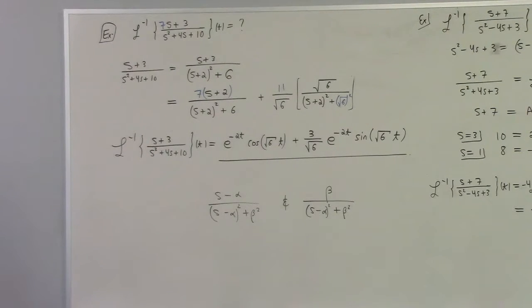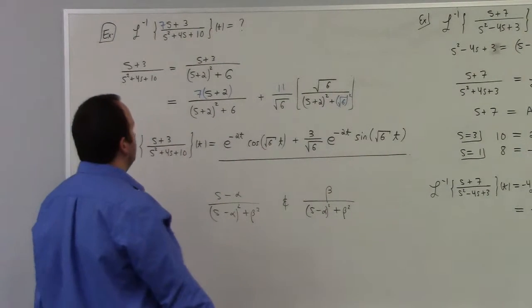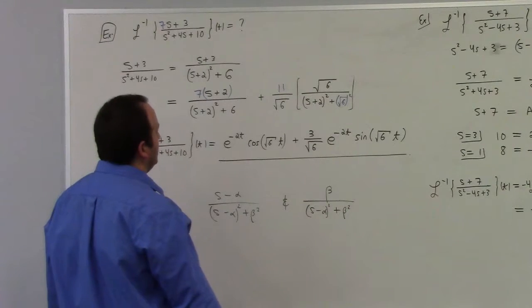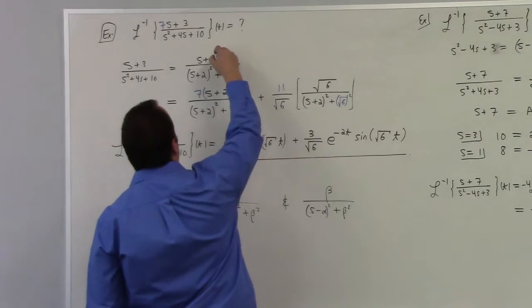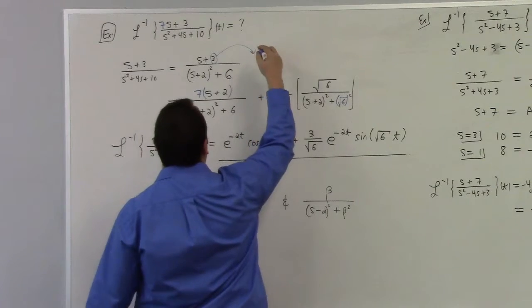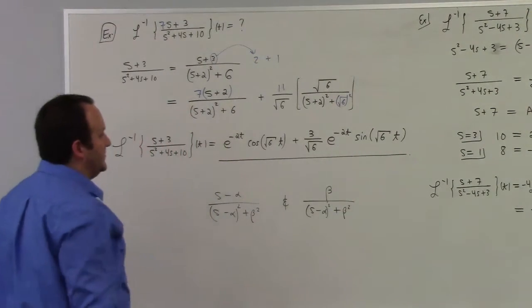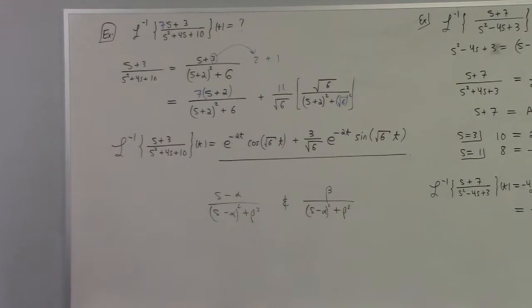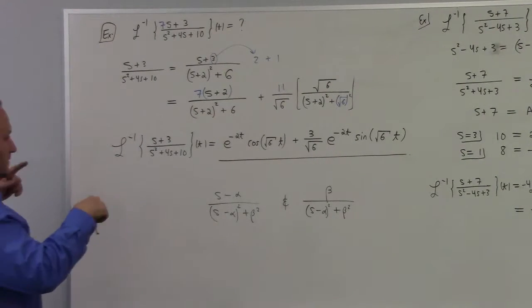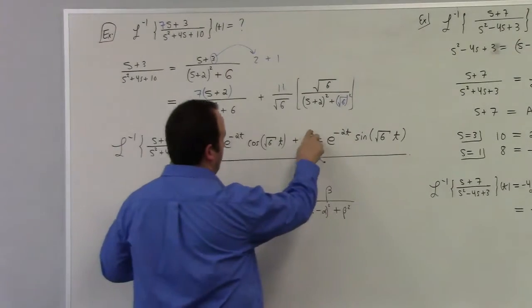Yes? In your initial case, shouldn't you just have 1 over root 6 instead of 3 over root 6 to balance? Because you added, or you subtracted 1. Oh, yes. You guys are right. Thank you. I'm not making up new math. I do make mistakes sometimes. Yes, you're right. That should have been a 1. Thank you. Which would have made this a 1 in the original problem, right?